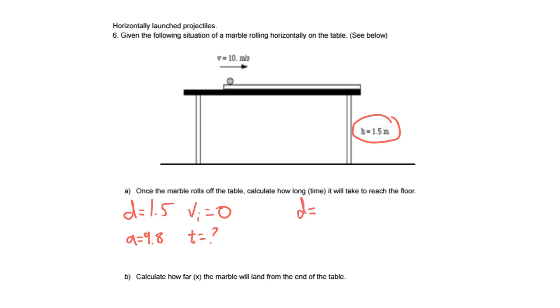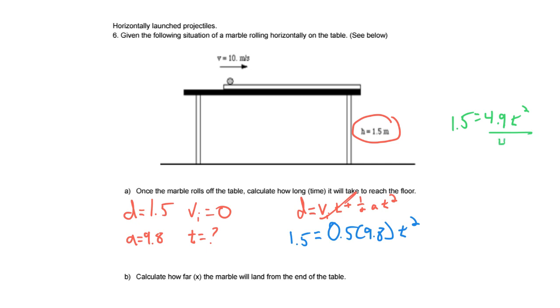So this is the kinematic we need. Distance equals initial velocity times time plus 1/2 at squared. Initial velocity is 0, so that middle term goes away, and I get 1.5 equals 0.5 times 9.8 times t squared. We got 1.5 equals 4.9 times t squared. Divide both sides by 4.9. 1.5 divided by 4.9 is 0.306 equals t squared, and then we'll take the square root of both sides. And we get 0.553 seconds.